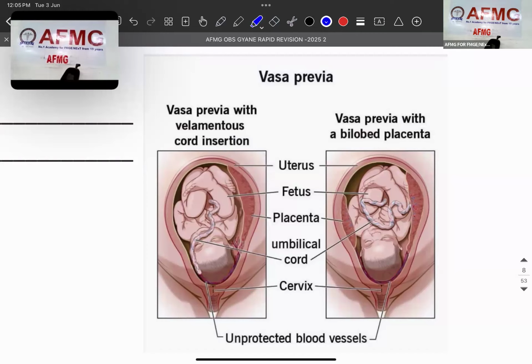Can I do normal vaginal delivery? See, baby is already in the distress. Here there are vessels. If I try to take this baby out by normal vaginal delivery, the vessels will rupture more, the bleeding will occur more. Baby will die. Are you getting it? So what is the only management here? Caesarean section.